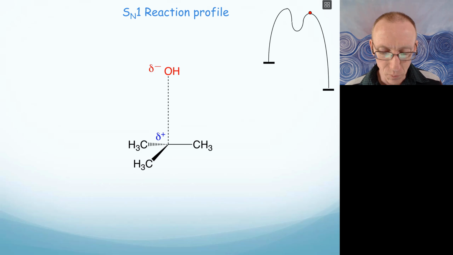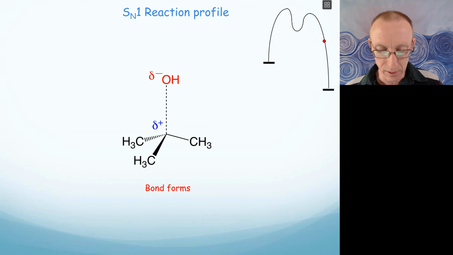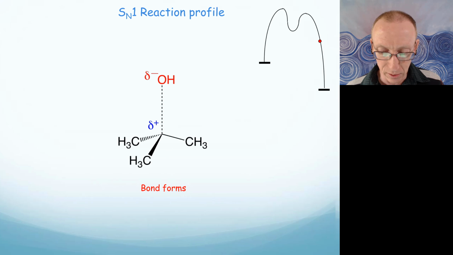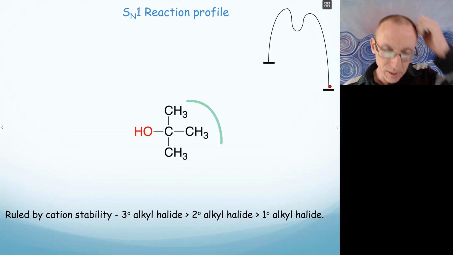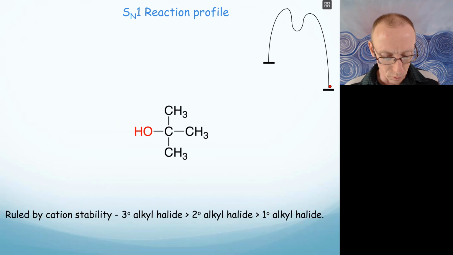Okay, so we have the nucleophile coming in towards that carbocation. We get up through another transition state where that's a fairly long bond. As it gets shorter and that bonding increases, then the bond forms. We get lower and lower in energy until we get to the final product. And once again, just remember that this is all ruled by carbocation stability. Tertiary is more stable than secondary, is more stable than primary.